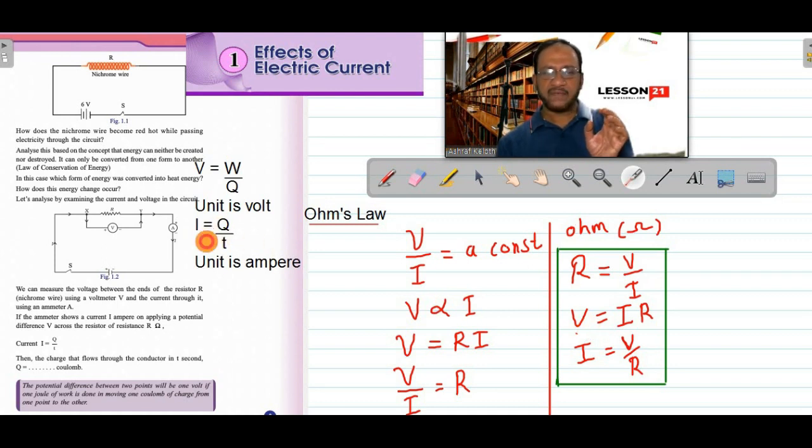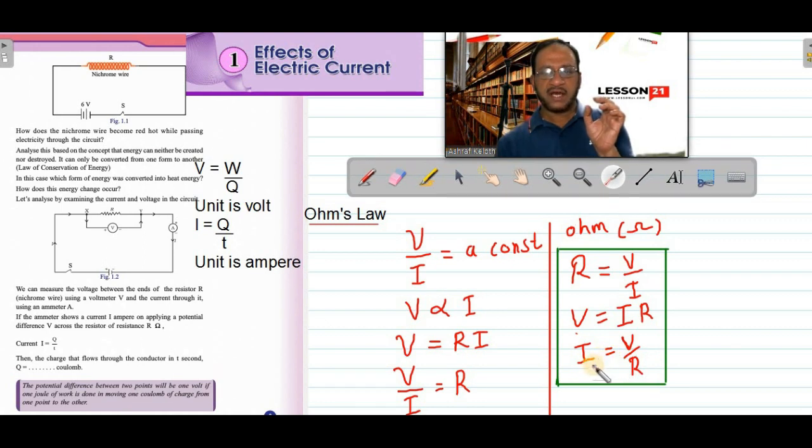This is the equation which defines current. What is actually current? It is the charge flowing in unit time through the cross section of a conductor. That is the equation which defines what current is. We can understand the concept of current from this equation. But the equation I equal to V by R is a practical equation. By using it, we can measure the current in a circuit.